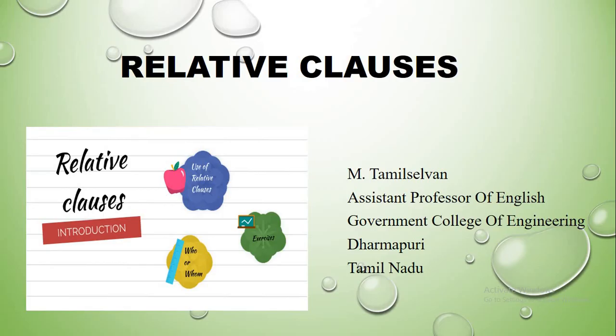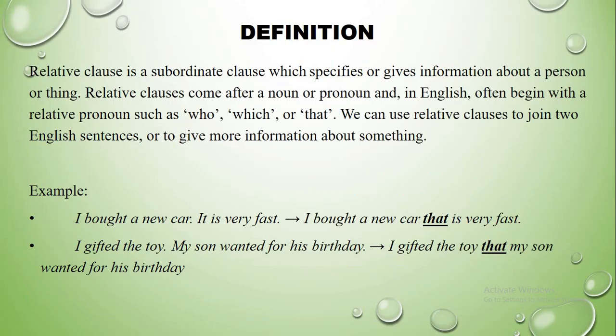Let's begin. First of all, the definition. A relative clause is a subordinate clause which specifies or gives information about a person or thing. Relative clauses come after a noun or pronoun and in English often begin with a relative pronoun such as who, which, or that. We can use relative clauses to join two English sentences or to give more information about something.